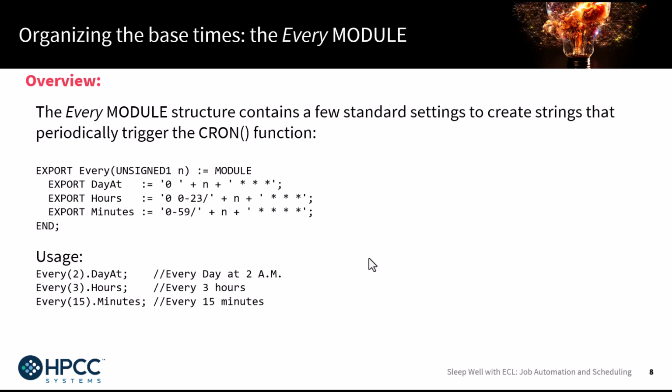So the usage of this, by passing to the every module a numeric, the first example here, day at, every day at 2 a.m. So the numbers are from 0 to, of course, 24 or 23. And then every 3 hours, we just put the every 3 hours we want something to happen. 15 for the third example, every 15 minutes.